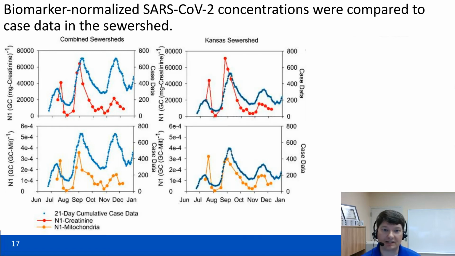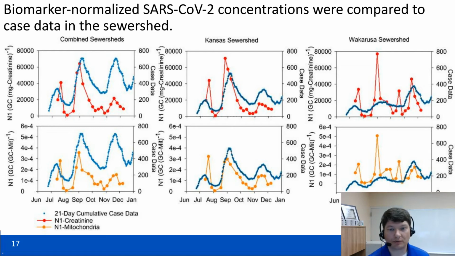We could also divide these out by sewer shed. And so in the Kansas sewer shed, we saw, in the creatinine, that top middle graph, we see those 3 spikes of N1 concentration. And when normalized to creatinine, again, those 3 spikes. The bottom graph is mitochondria, those 3 spikes. And then in the Wakarusa sewer shed, where the data was a little bit more noisy and a little bit more difficult to interpret just visually, the Wakarusa sewer shed also saw some spikes in the N1 concentration.